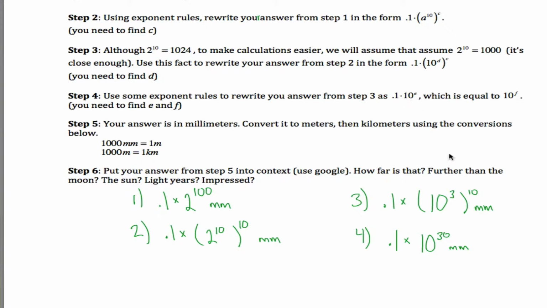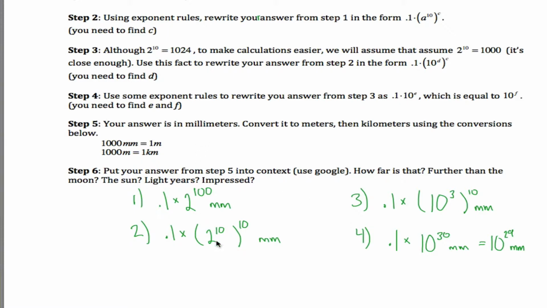But in step 4, it says, wait, then you're not done. Rewrite that as just 10 raised up to some power. So 0.1 times 10 to the 30th, turns out that's 10 to the 29th. How did I get that? Well, 0.1 is the same as 1/10. So really, you're taking this number and dividing by 10. Or when you multiply by 0.1, you move the decimal spot one place to the left. You get 10 to the 29th. So our answer is 10 to the 29th millimeters. That's better.